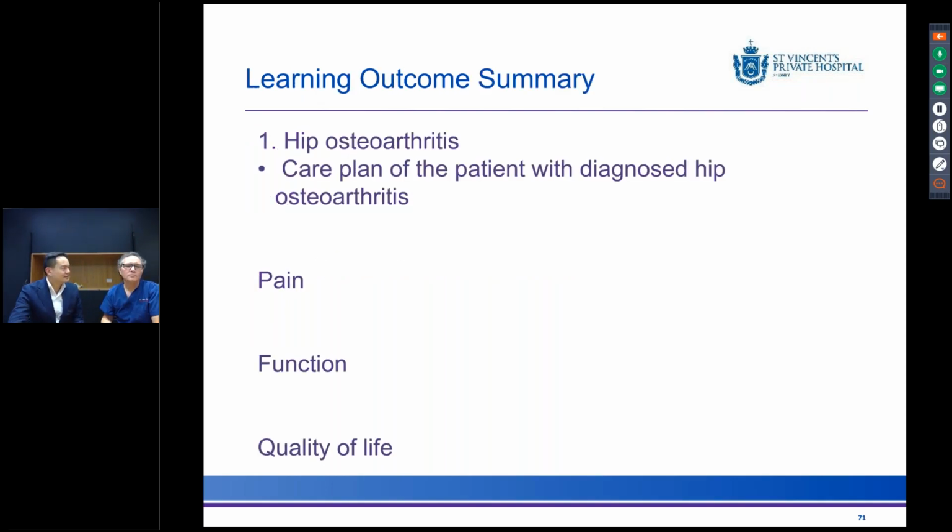So John, I'm going to get you to go through in summary. Well, this is the first part, which we developed the care plan, which is quite common for the general practitioner, but we think about it as pain, function, and the quality of life that the person is experiencing. And there are 3 things that we'd like you to take home regarding point number 1.